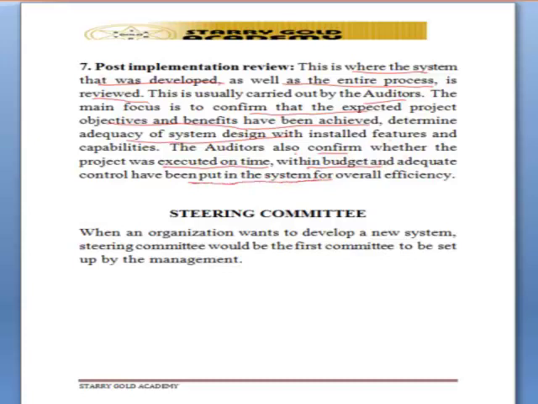So we have to make sure we carry out what you call post implementation review, and this is where we are going to get feedback. When we talk of feedback, we have positive feedback and negative feedback. If it is positive feedback, it will require improvement in the same direction of the achievement, while negative feedback will require adjustment in the opposite direction of the achievement.